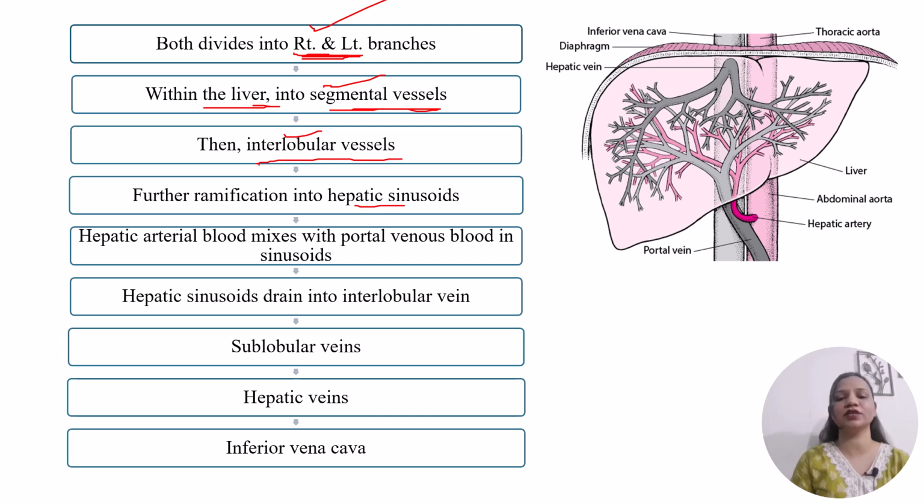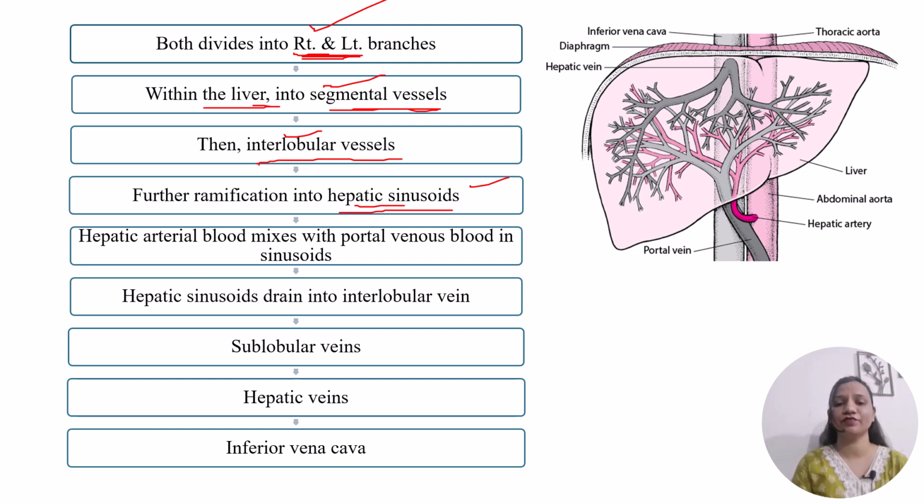So what actually are hepatic sinusoids? Hepatic sinusoids are the capillaries, or the network of capillaries, which are formed by both of these vessels. That is, first the hepatic artery and second the portal vein. Both of these vessels form this network of capillaries which is called the hepatic sinusoid.